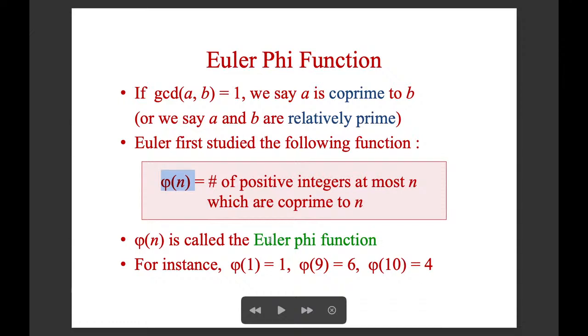So this function is called Euler Phi function, or in the literature, people also call this the Euler totient function. The meaning of totient just means the number of positive integers at most n which are coprime to n. So this is called the Euler Phi or Euler totient function.